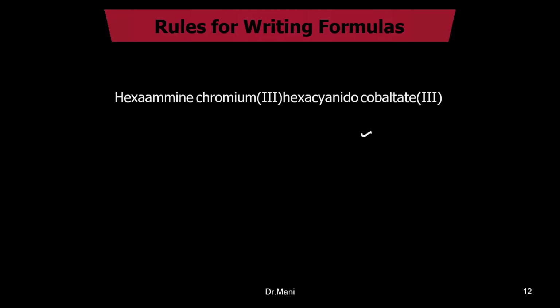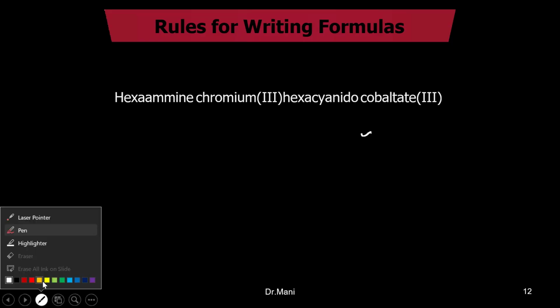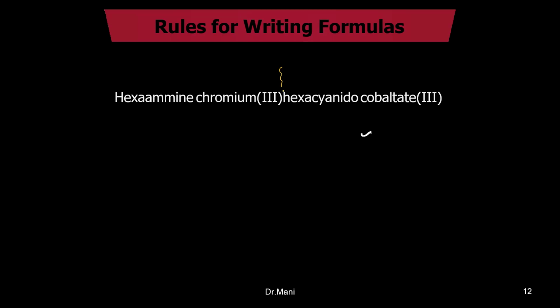So what is there? First, this is not a single ligand. These are two ligands. How can you tell these are two? There are two oxidation numbers given. That means two central atoms are there. That means we should divide this into two coordination compounds. So I'll be doing it this way. Like this.